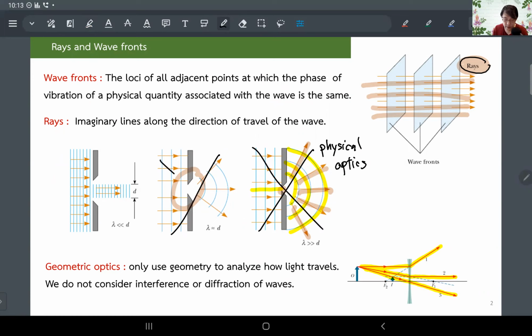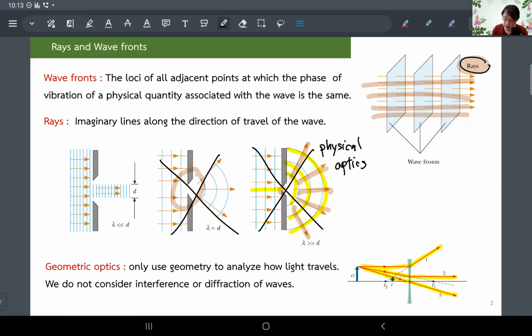Don't worry about it. All right. So we still assume that everything is just going in a straight line. You can change the direction a little bit. That is okay. All right. But all in all, everything can be described using rays, just like an arrow.